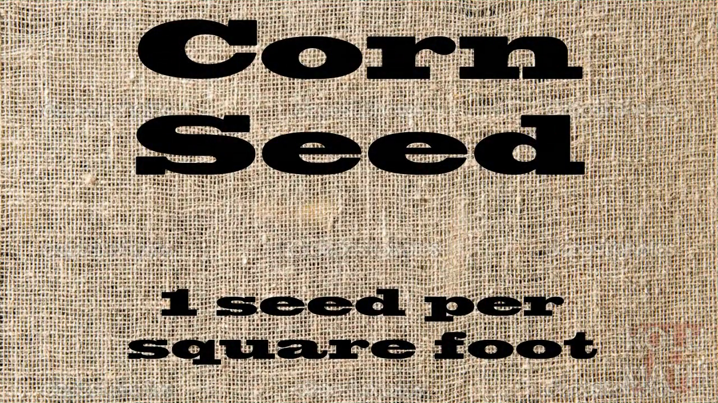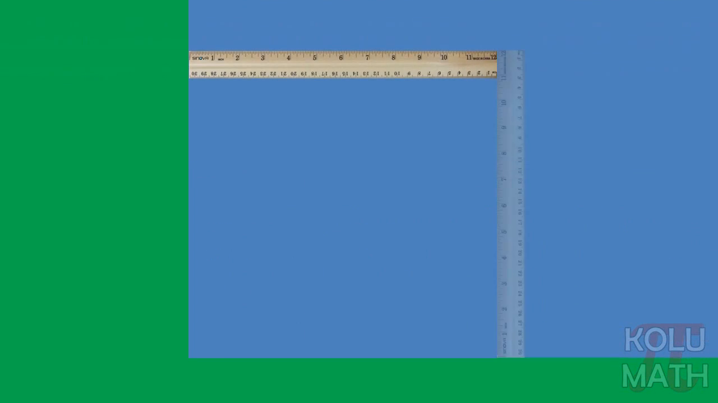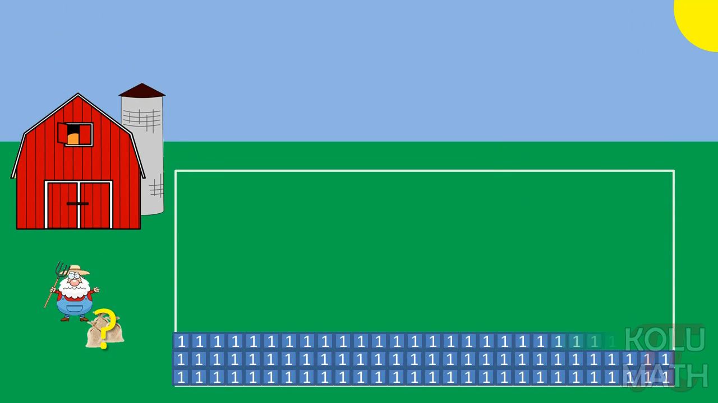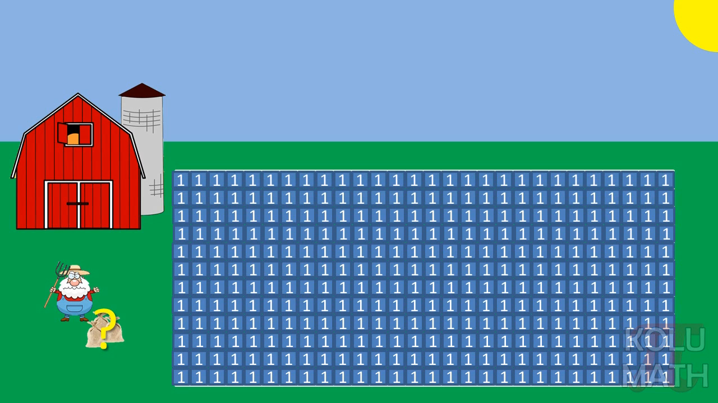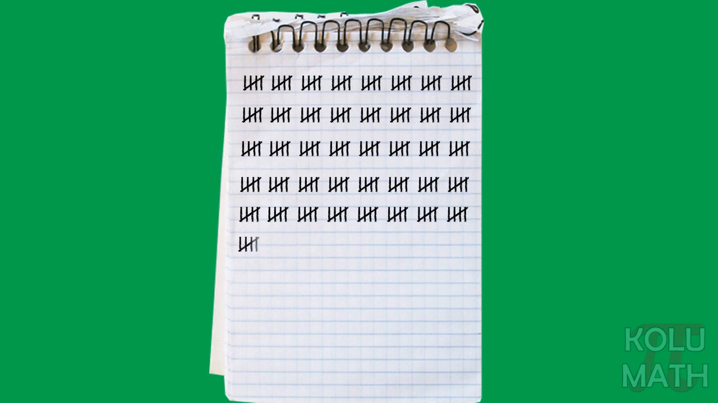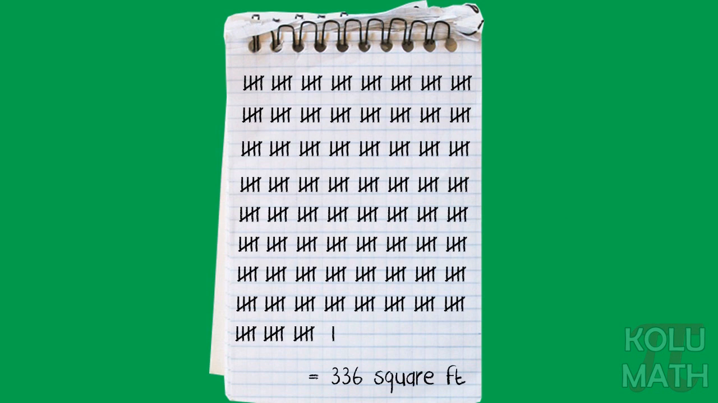He takes a look at the bag of seed, and he sees corn seed, 1 seed per square foot. So that square foot kind of tips him off a little bit. He gets out some blue paper, measures off 1 foot, and cuts out square feet. Squares that are 1 foot long on each side. And then he takes these square feet and lays them out in his field. Yeah, that probably takes a long time. Let's hope it's not windy. Once he gets them all laid out, he goes around and counts them up and puts them onto his notepad. When he's finally done counting, he finds out that he has 336 square feet.